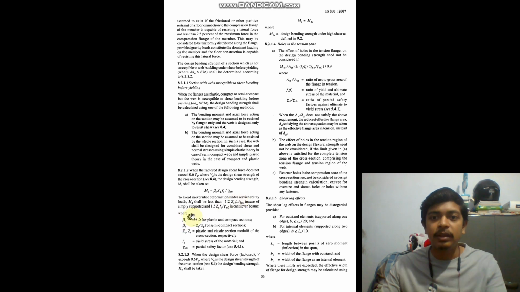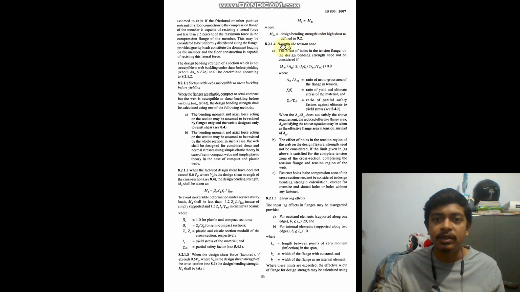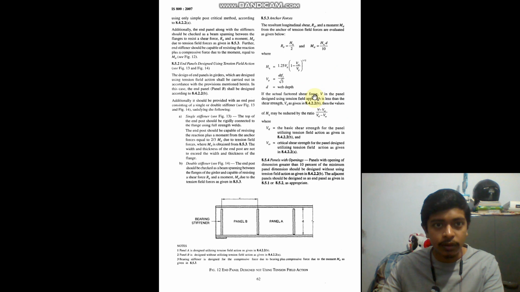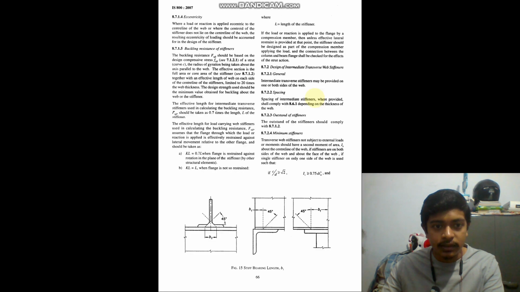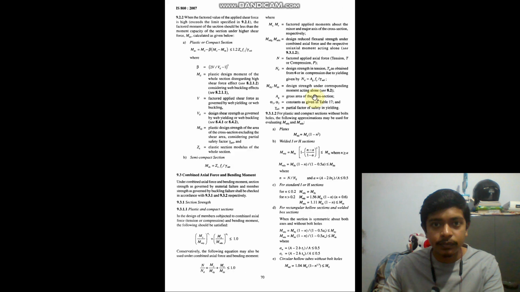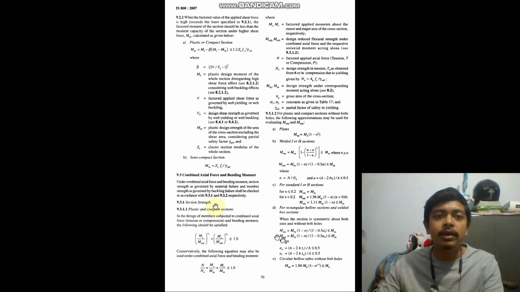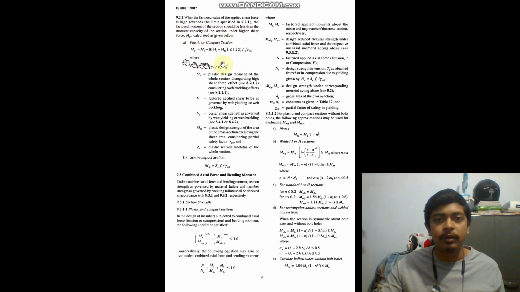So let's see here, design bending strength under high shear as defined in 9.2. So section 9.2 deals with high shear case. Let's go to section 9.2. We're still at 8. Okay, we overshot it. Right here, 9.2, combined shear and bending. So here shear and bending has been combined to calculate the bending moment using this formula, right?